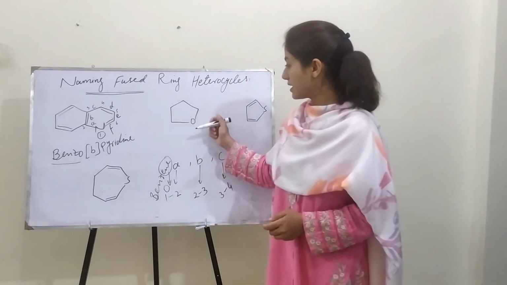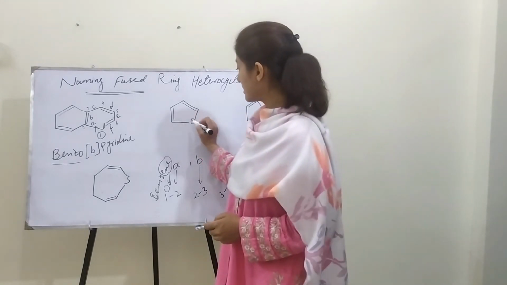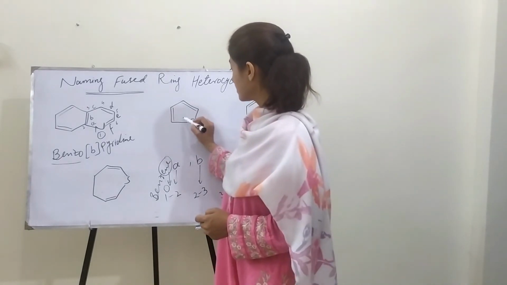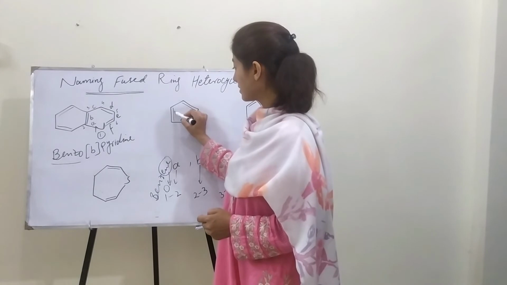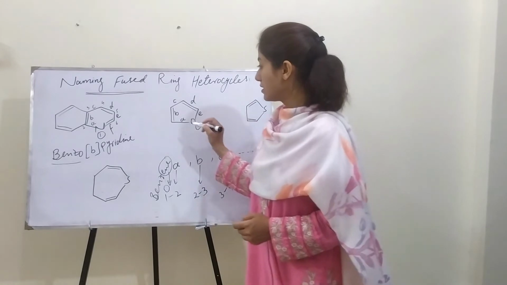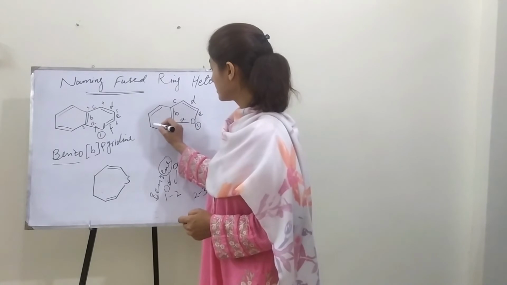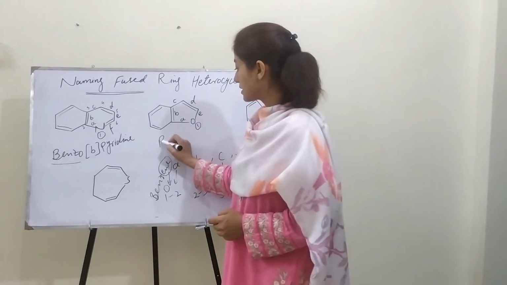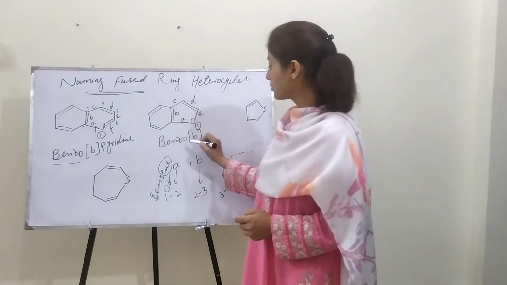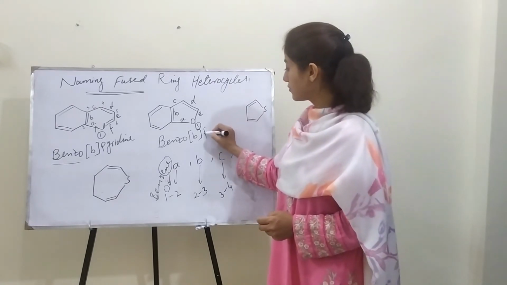Similarly, in this case, as this is furan, this oxygen would be given number 1 and this side would be A. Here it would be B, C, D and E. So if the benzene ring is fused with this side B, then its name would become benzo, then the fused position, that is b, and then the name of the heterocycle, that is furan.